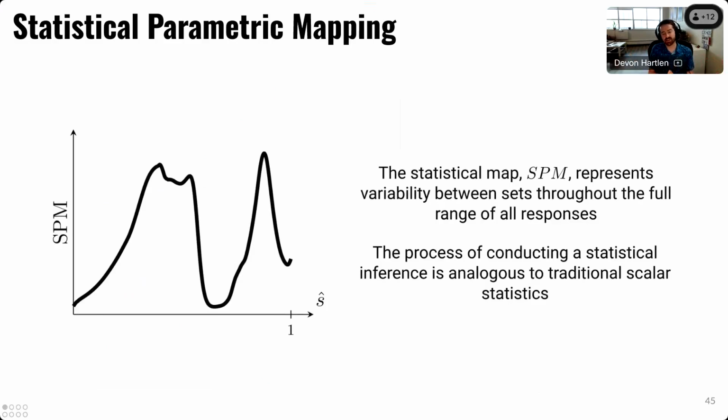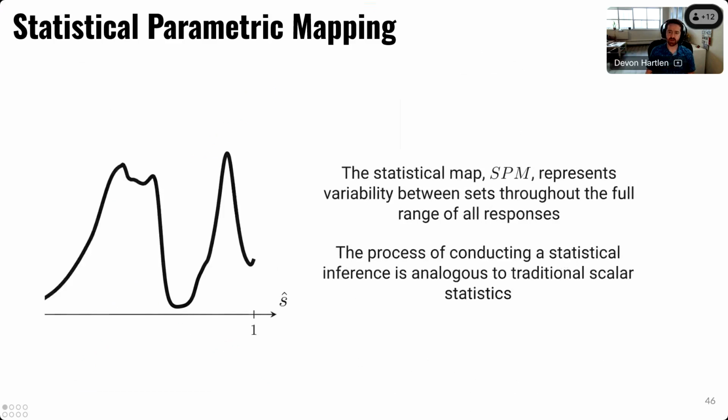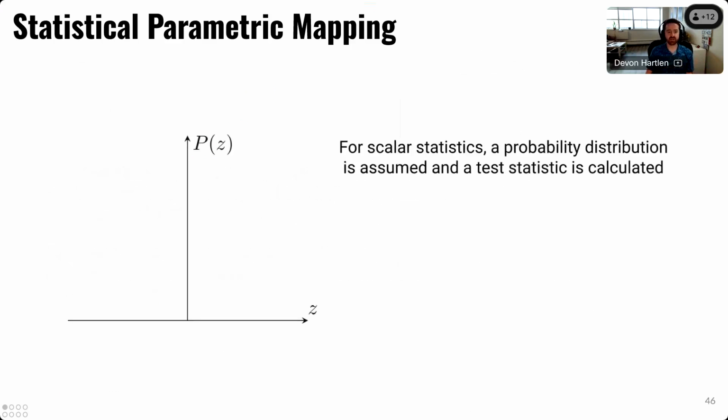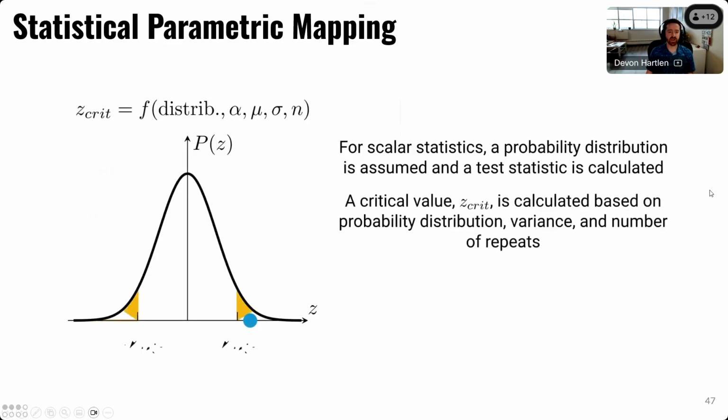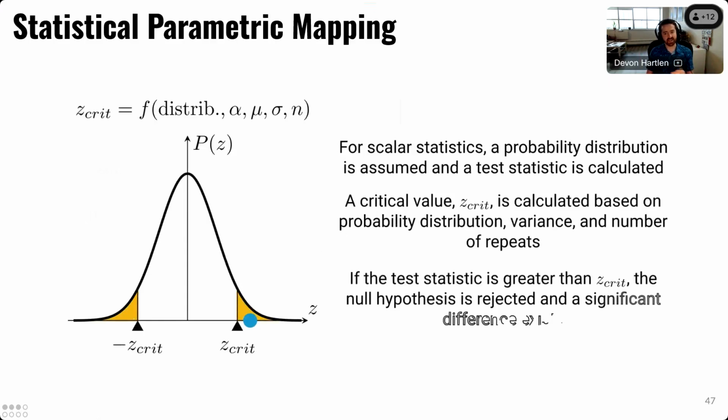From here, the process of conducting a statistical inference is actually analogous to scalar statistics. So let's discuss that briefly. With scalar statistics, we assume a probability distribution, and we calculate some test statistic based on that distribution, which in this case is shown in blue. Then, based on the distribution, variability, and number of repeats, we calculate some critical value, usually z crit. If our test statistic is greater than z crit, as it is in this case, we would say that the null hypothesis is rejected, and we can say a statistically significant difference exists.